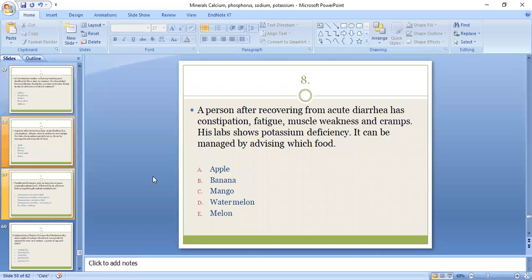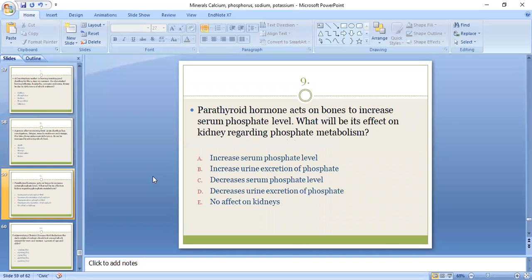Eighth MCQ: a person after recovering from acute diarrhea has constipation, fatigue, muscle weakness, and cramps. His labs show potassium deficiency. It can be managed by advising which food: apple, banana, mango, watermelon, or melon? B, banana is the correct option as it is the richest source of potassium.